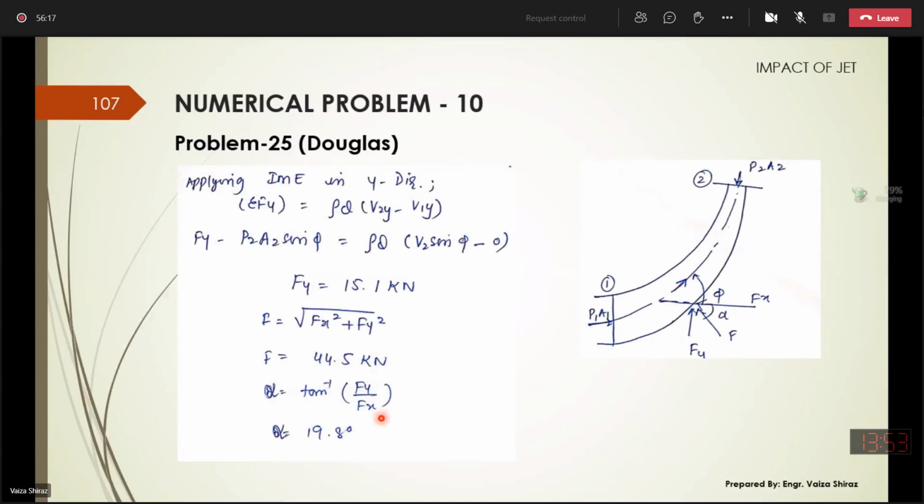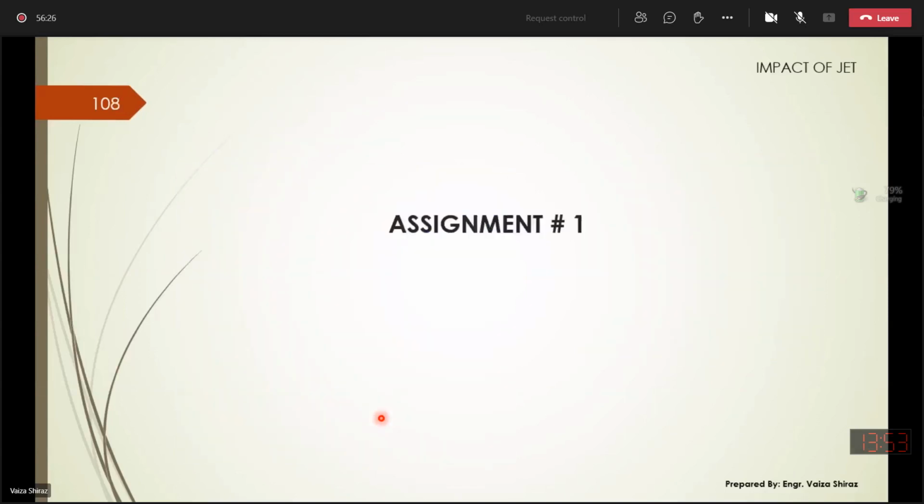So this is regarding this case, and this is the last problem for discussion in this chapter. With this, your chapter is completed, and you have to complete your assignment number 1. I have already shared it with you, so try to complete it.